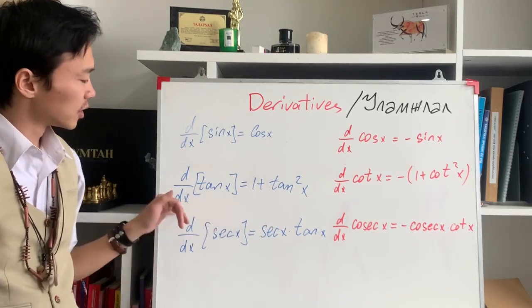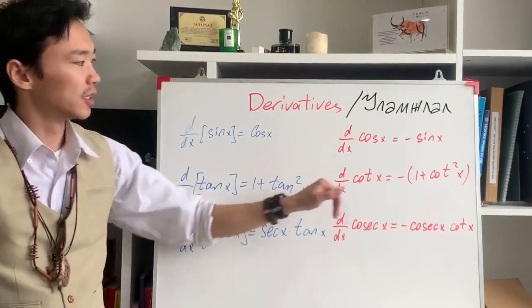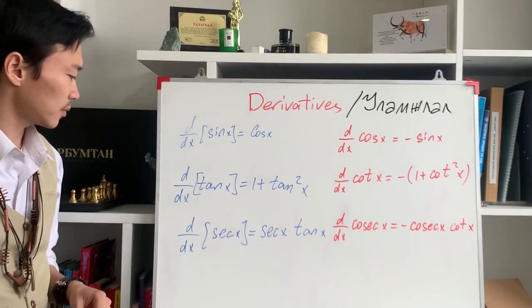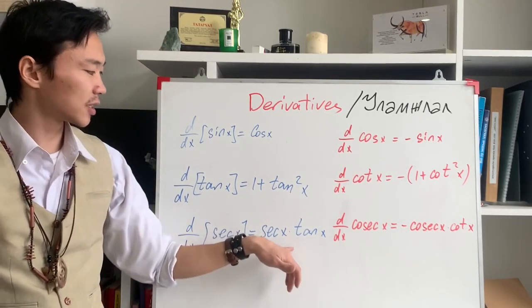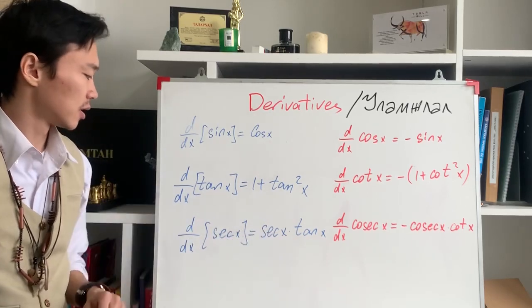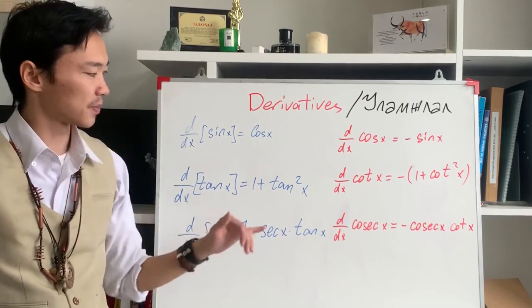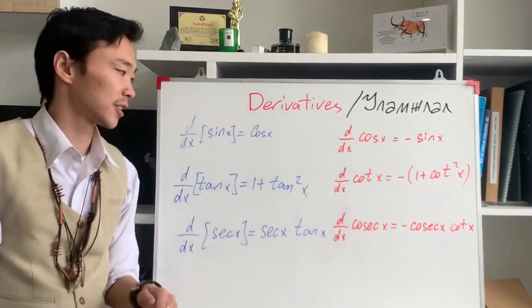So what do you think the derivative of cotangent x is equal to? That is negative 1 plus cotangent x squared. And then the derivative of secant x, and that's secant x times tangent x. So based on that, what do you think the derivative of cosecant x? That's negative cosecant x cotangent x.